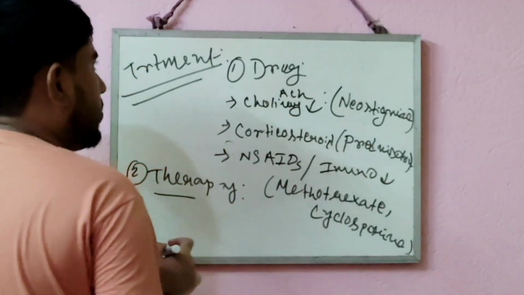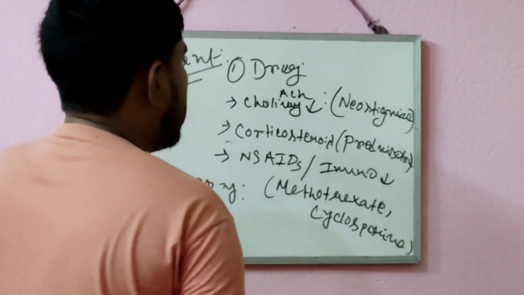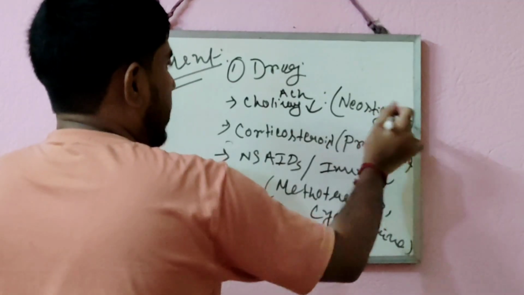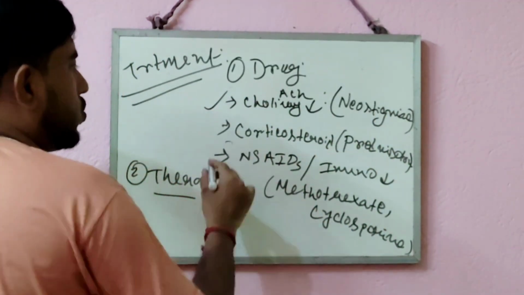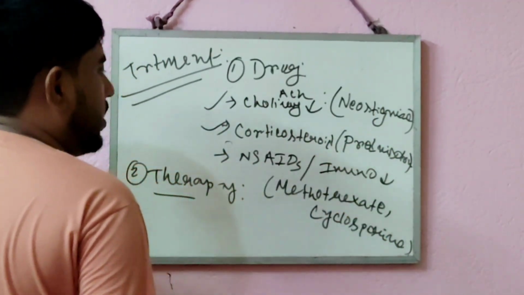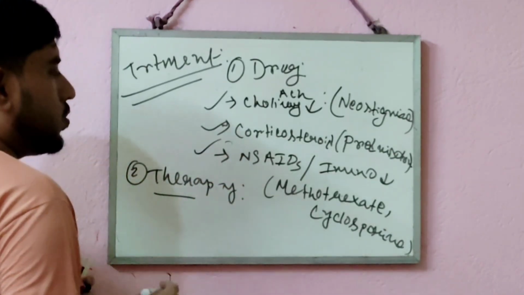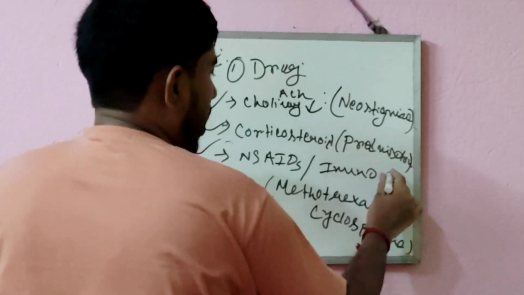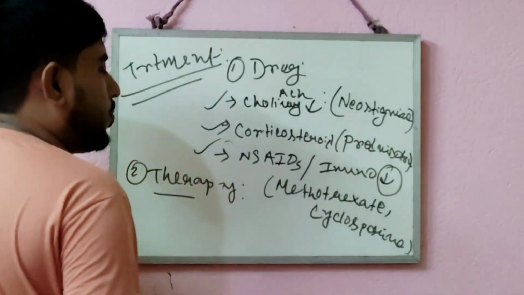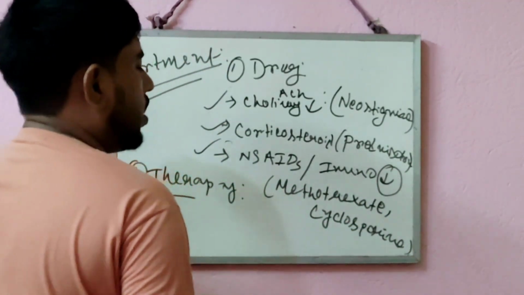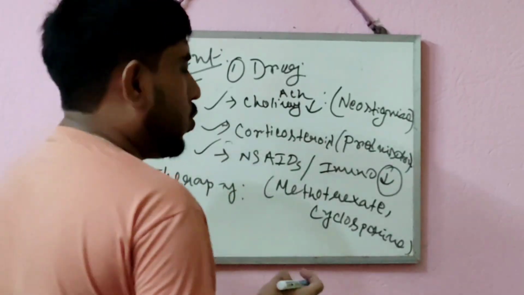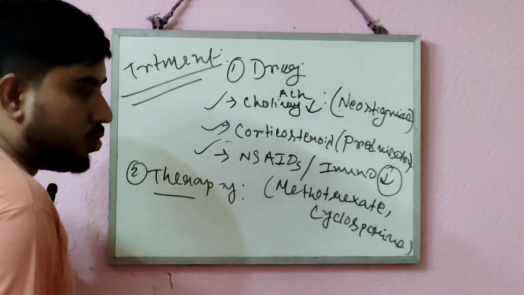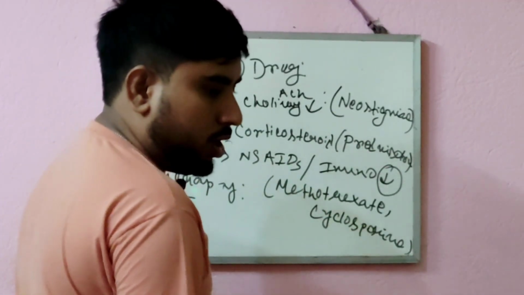So what are the drugs that can be used to treat myasthenia gravis? That is cholinergic receptor antagonist or acetylcholine receptor antagonist. Example is neostigmine. Then we can use corticosteroid, example is prednisolone. We can also use NSAIDs or non-steroidal anti-inflammatory drugs. Or we can use an immunosuppressant drug that is going to suppress the immune system so it can't show autoimmunity and can treat myasthenia gravis. Examples are methotrexate and cyclosporine.